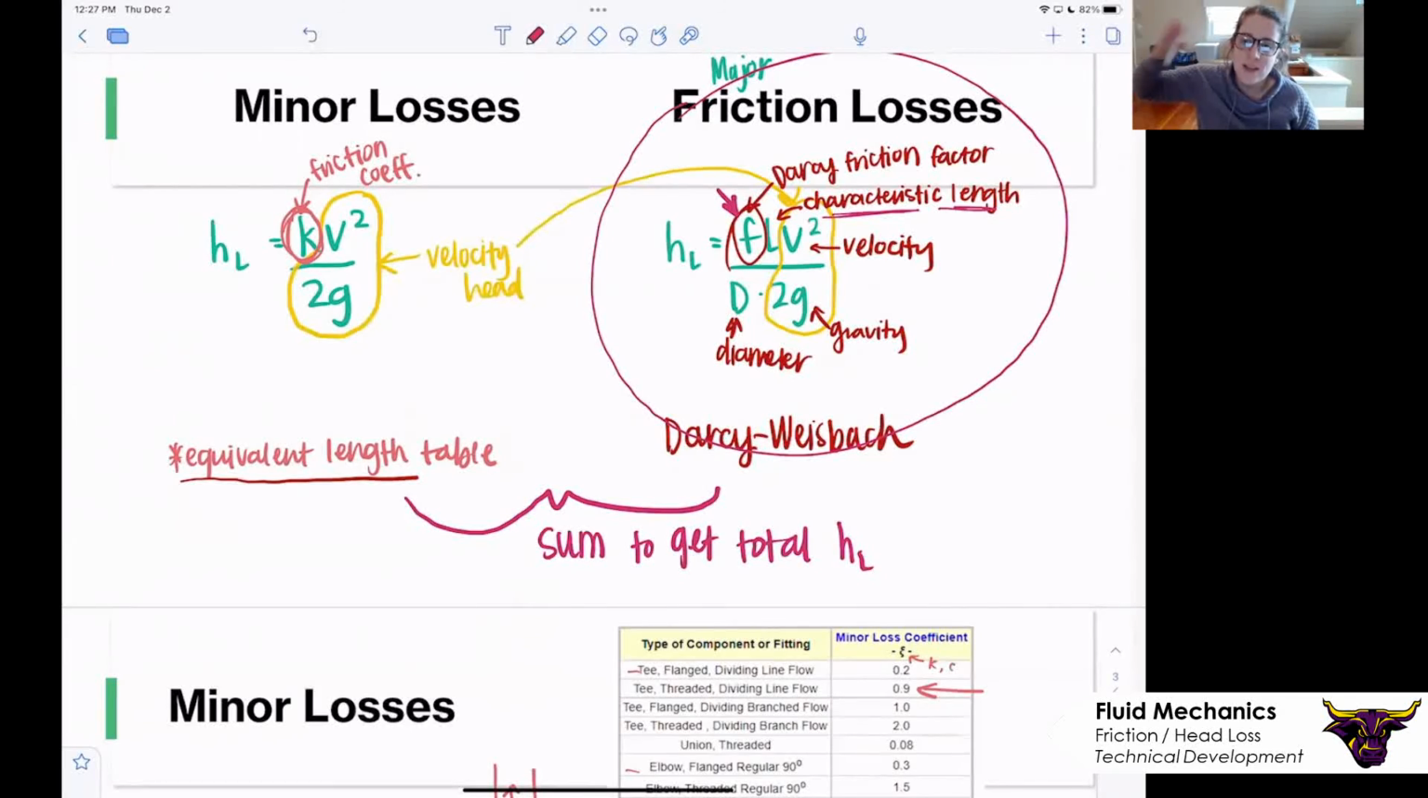Think about that, grasp that, bring your questions to class and let's discuss this more. But now you know how to use these equations, especially being able to use the Moody diagram to find f is very important. So hopefully that made sense.